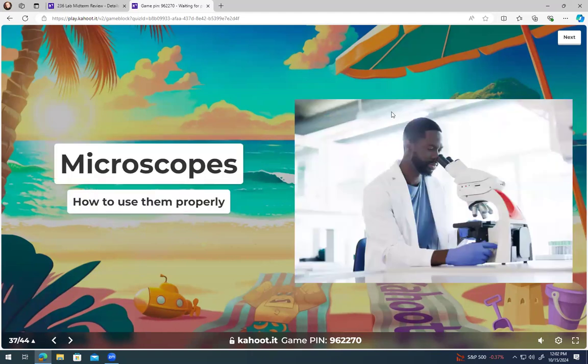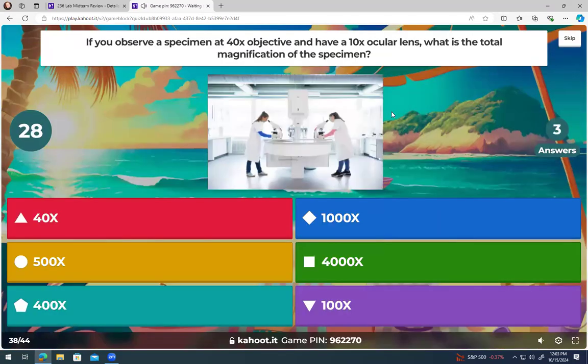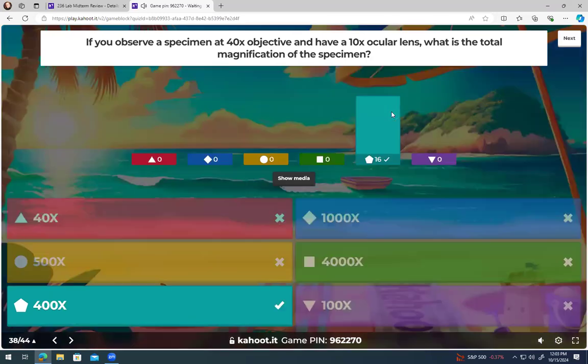Okay, microscopes. If you observe a specimen at 40x objective and have a 10x ocular lens, what is the total magnification of the specimen? All right, good job, guys. This is in fact 400x, it's just multiplying. I am going to have a microscope that is set up, it might even be one that you have to look at a slide in. But you will have to tell me what its total magnification is. I would expect you guys to be able to pick these numbers off of the lenses appropriately.